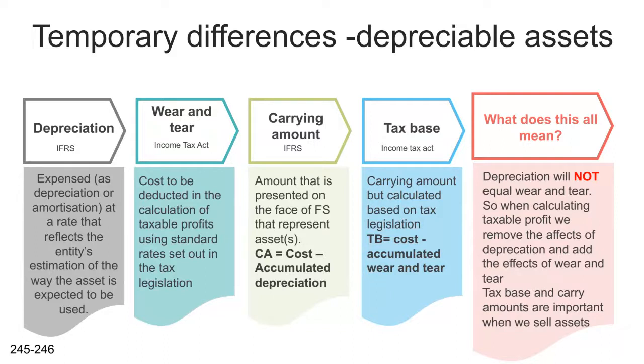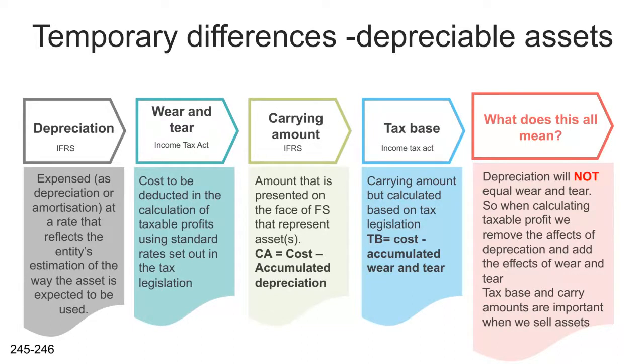Okay, then from the accounting perspective, the carrying amount is very easy. Carrying amount is the original cost that we purchased the asset at, less the accumulated depreciation, right, to this date. And when it comes also to depreciation, we apportion it for part of the year, but with wear and tear, you will be told in the question whether or not you should apportion it, okay?